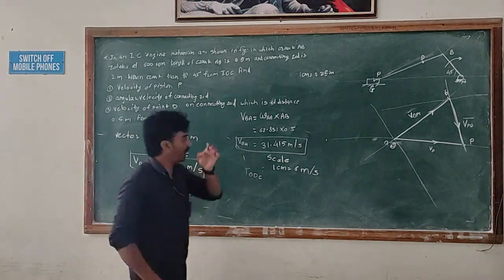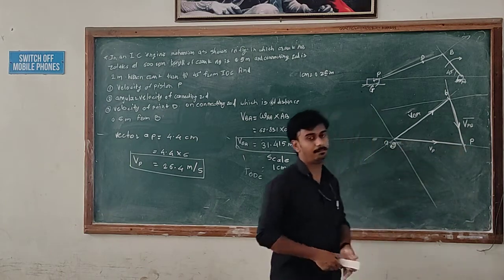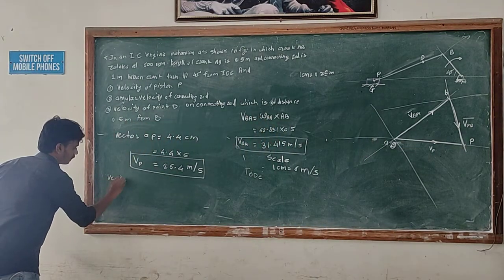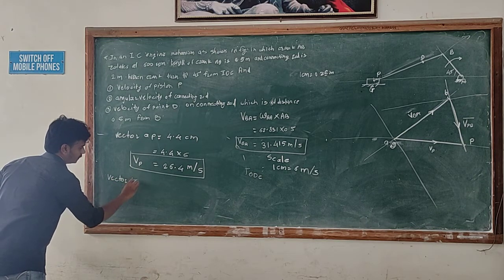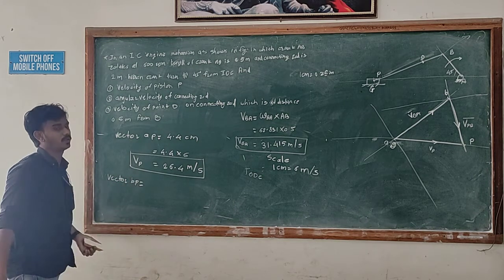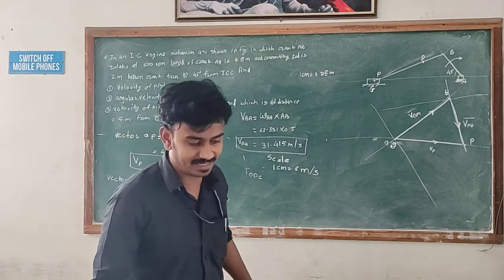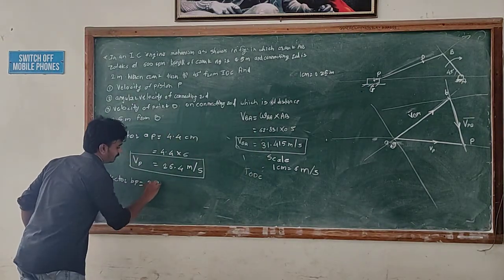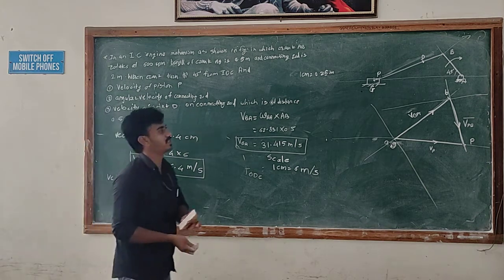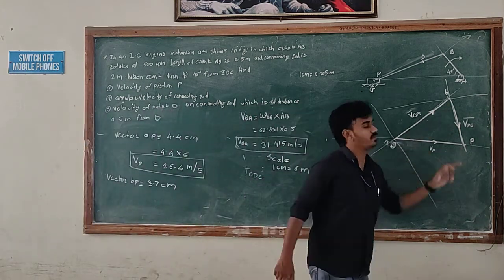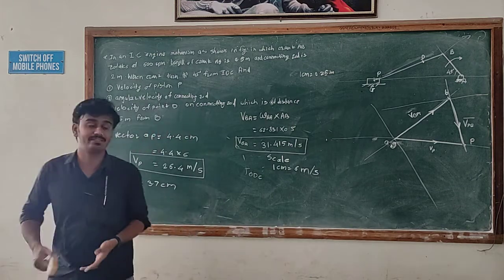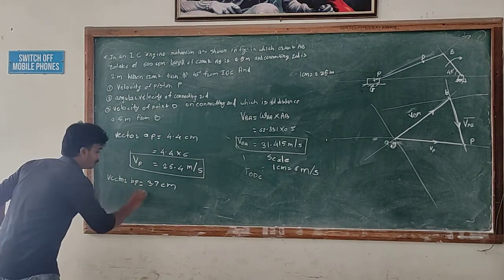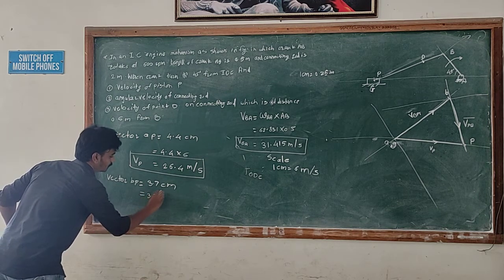Now measure this vector BP. Vector BP has a length of 3.7 cm. If we measure this using a scale, we will get 3.7 cm. Okay, so multiply it by the scale, 6.